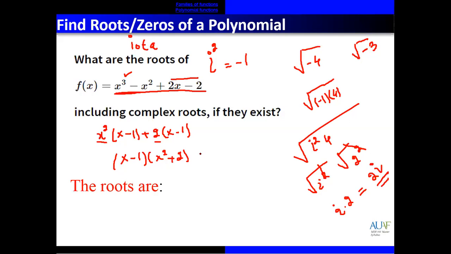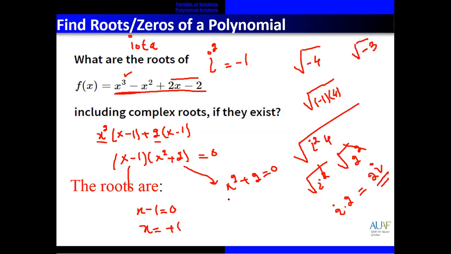Okay, if you put these equal to 0, the first function is x minus 1 equal to 0, and the second one is x square plus 2 equal to 0. These are vectors, sorry. So the first one: x is equal to what? x is equal to plus 1.